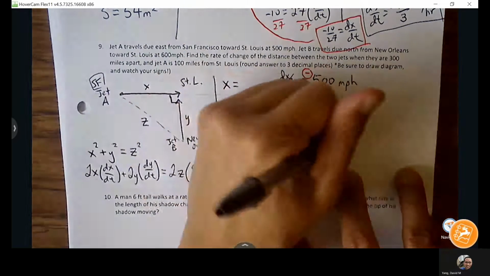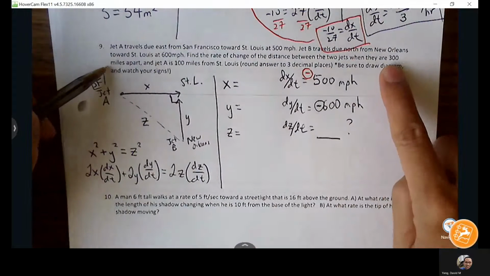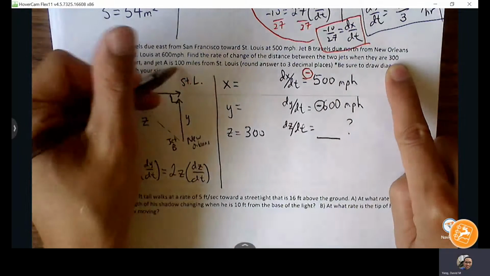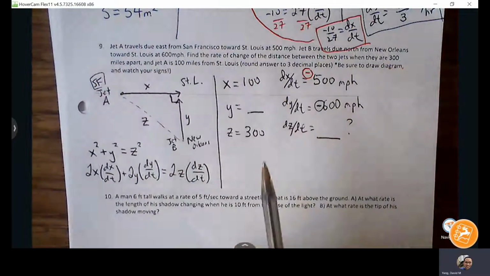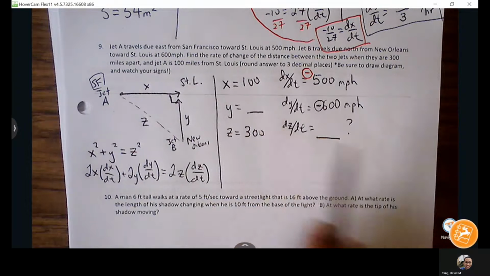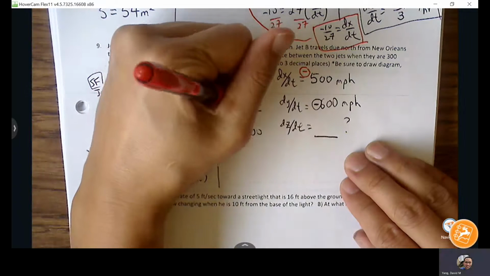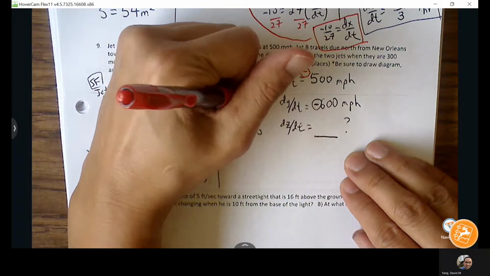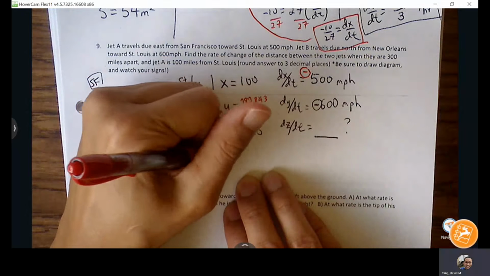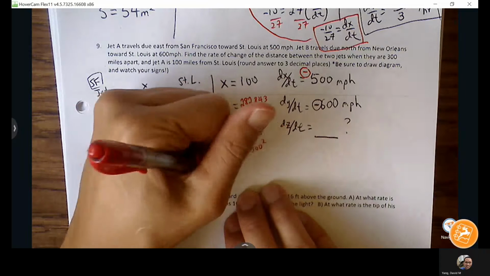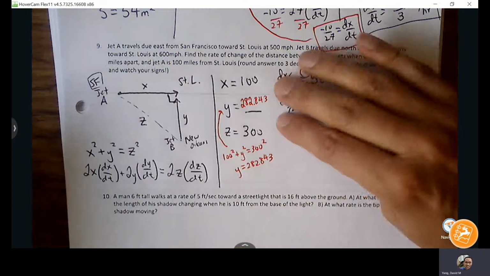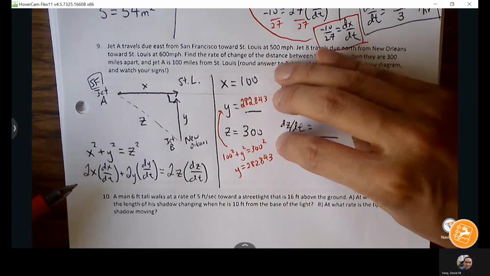How about 300 miles apart? Where's that going to go? When jet A is 100 miles. Okay. Pythagorean theorem to get to y. Decimal value. All right, we involve the Pythagorean theorem to help us solve for y. x squared plus y squared equals z squared.